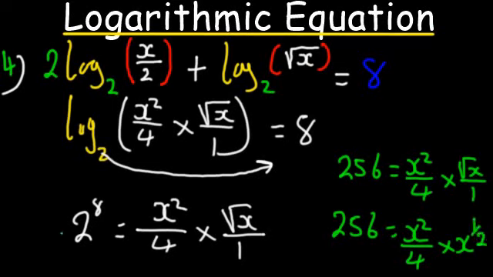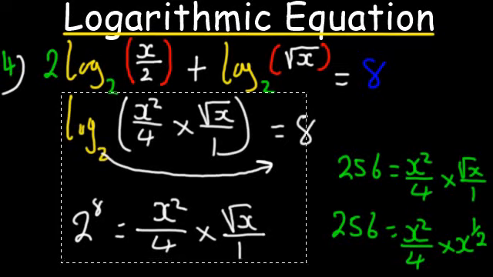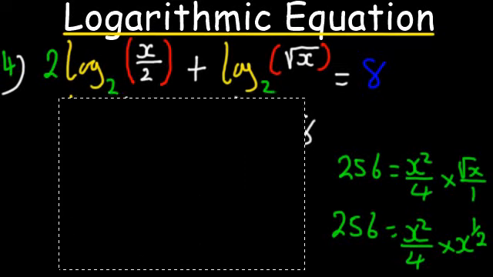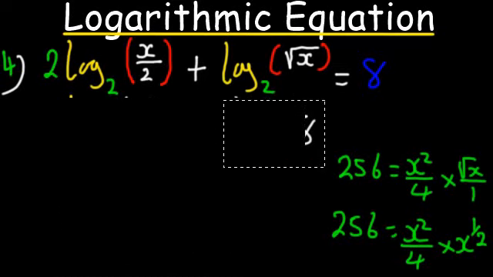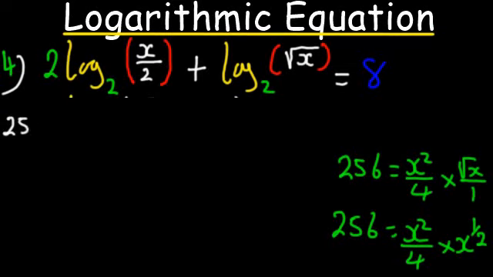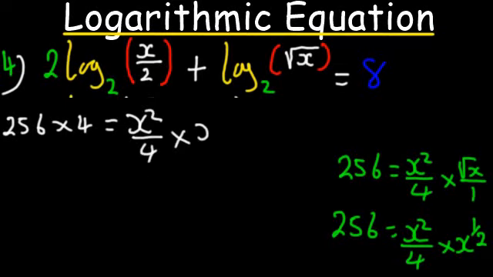And the next thing we want to do at this point is to cross multiply. Or we should say we want to multiply both sides by 4 in order to get rid of the 4 that is associated with x. So all we need to do is multiply both sides by 4. Therefore we have 256 multiplied by 4 equals x squared over 4, then multiplied by x to the power of half, then multiplied by 4.